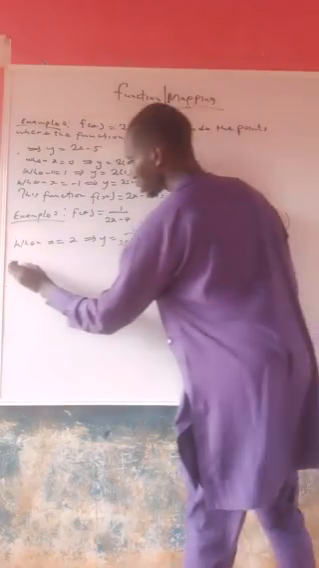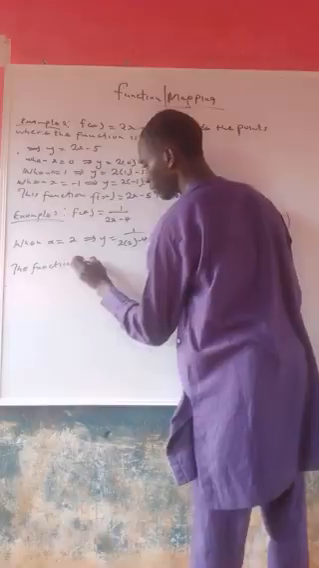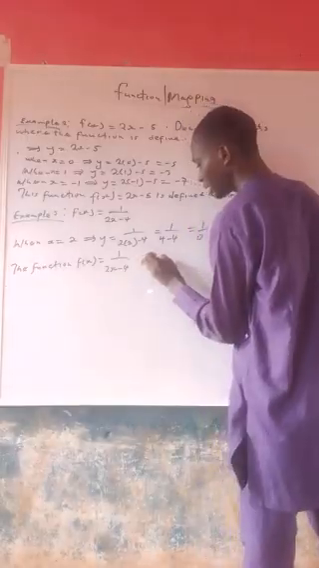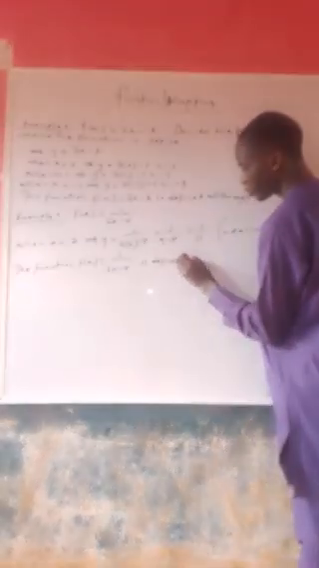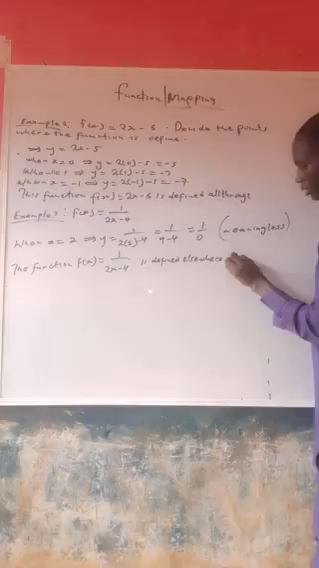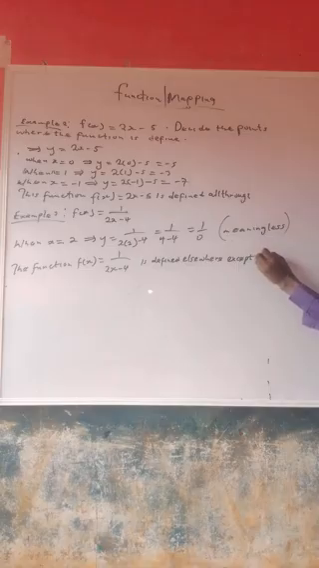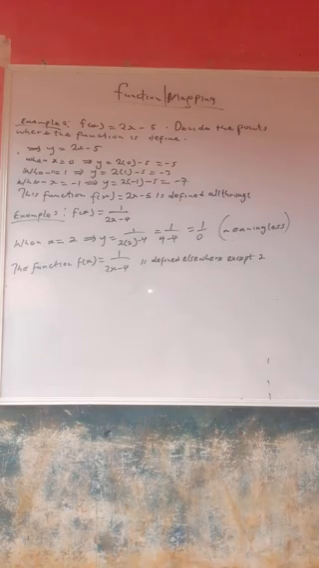Alright, the function f of x equals 1 over 2x minus 4 is defined elsewhere, except 2. Alright, except 2. So the function is defined everywhere else except 2. Alright, that's good. Okay, so I'll be going to the types of function.